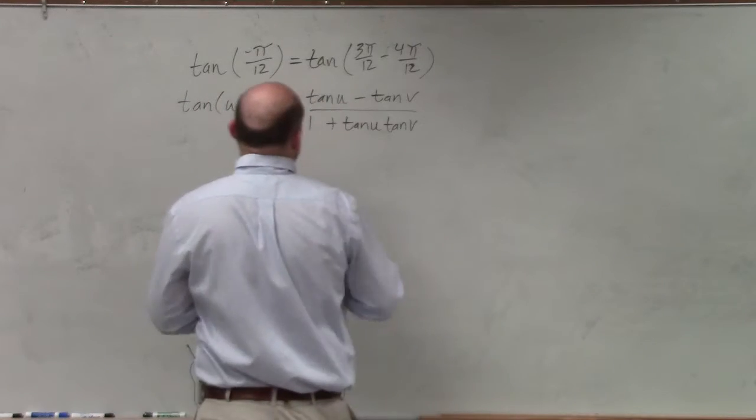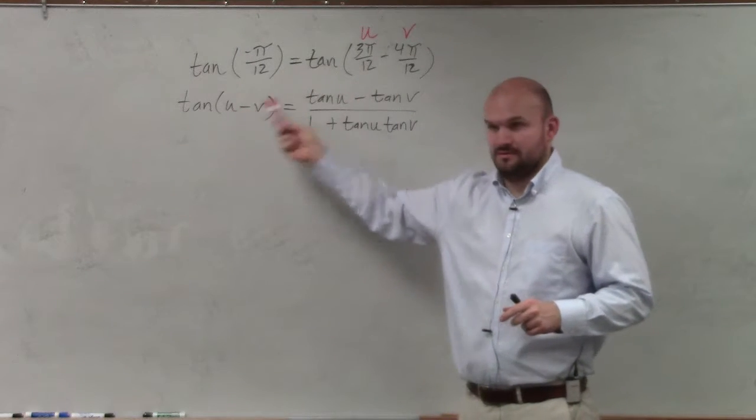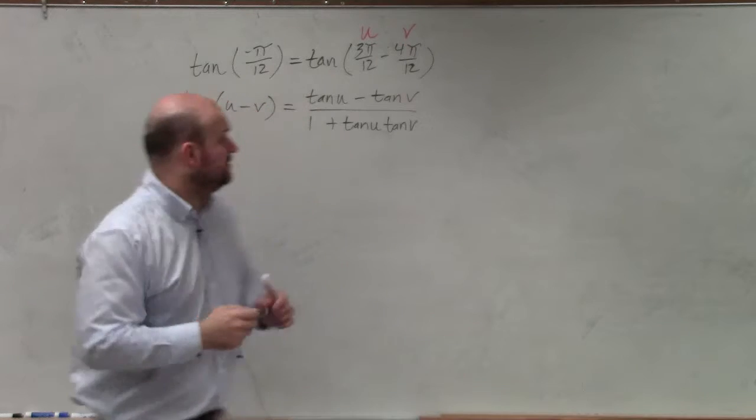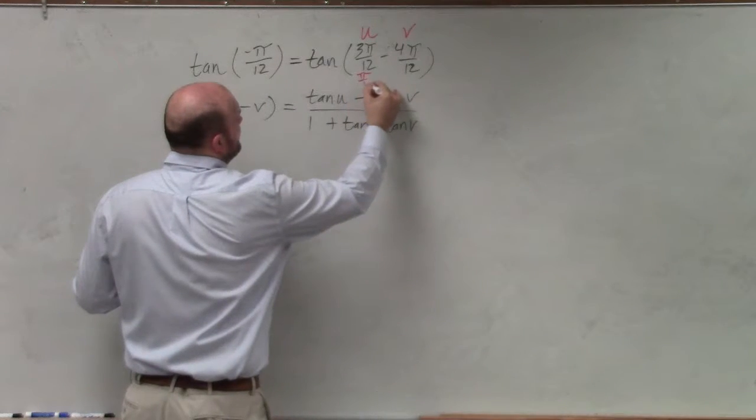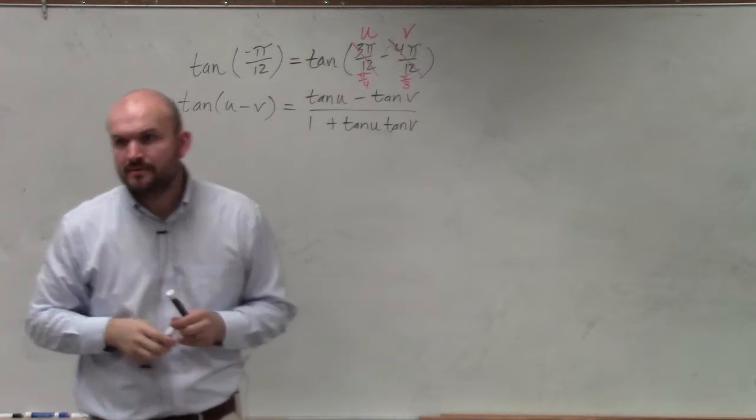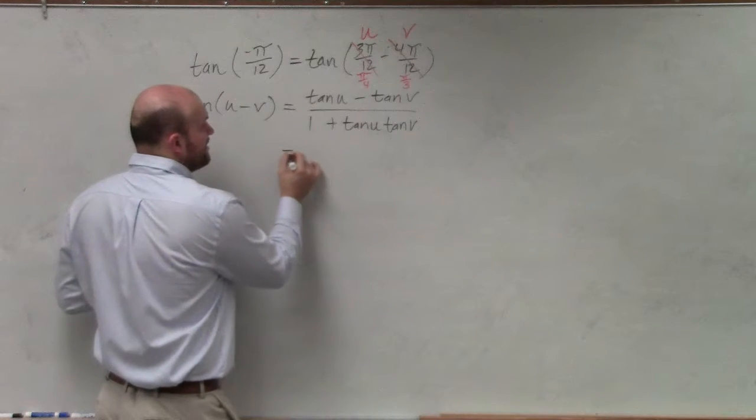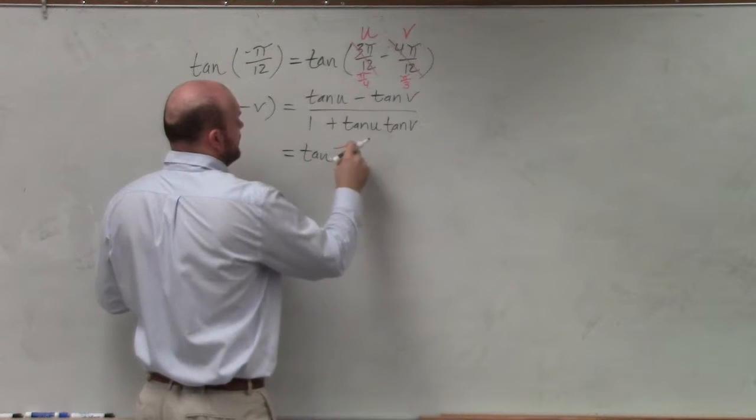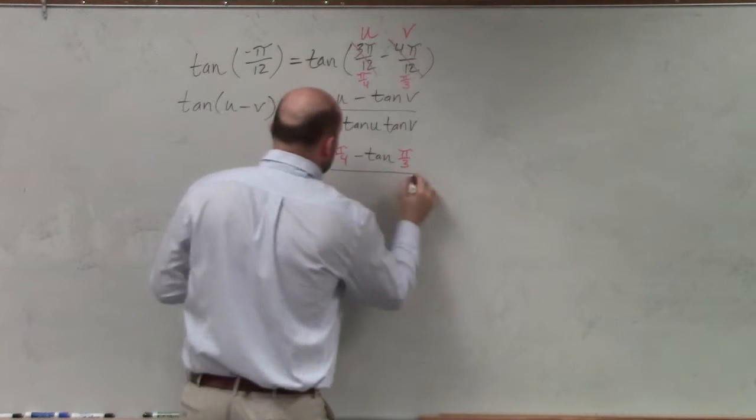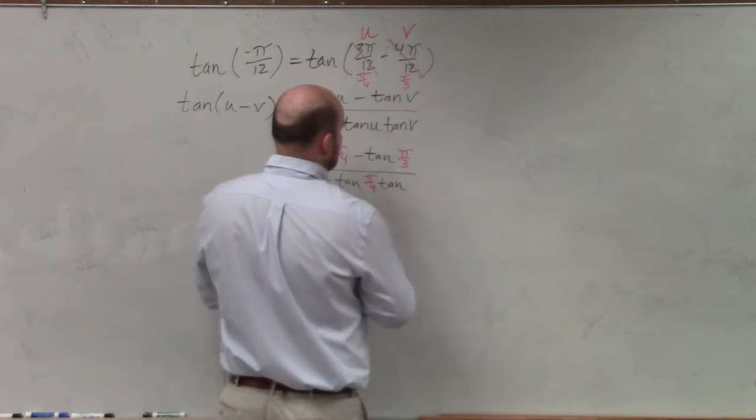The next thing we want to do is identify our u and our v. Do you guys agree that as far as my u minus my v, that 3 pi over 12 is u and 4 pi over 12 is v, right? But we could also simplify those, couldn't we? We could rewrite this as pi over 4 and pi over 3. Wouldn't you guys agree? Those could be reduced, right? So in reality, we'll call u pi over 4 and v pi over 3. So now all I'm simply going to do is plug them into my formula. So it's going to be the tangent of pi over 4 minus the tangent of pi over 3 all over 1 plus the tangent of pi over 4 times the tangent of pi over 3.